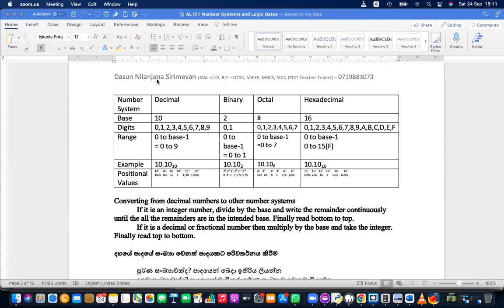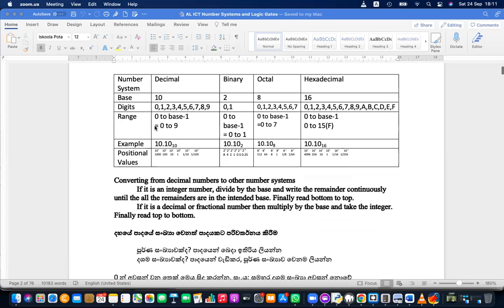Actually, this is a summary of the things that we have done. Any number system has a base. Decimal base is 10, binary base is 2, octal base is 8, hexadecimal base is 16. Digits start from 0 and go up to the base minus 1. Base is 10, 10 minus 1 is 9. So 0, 1, 2, 3, 4, 5, 6, 7, 8, 9.